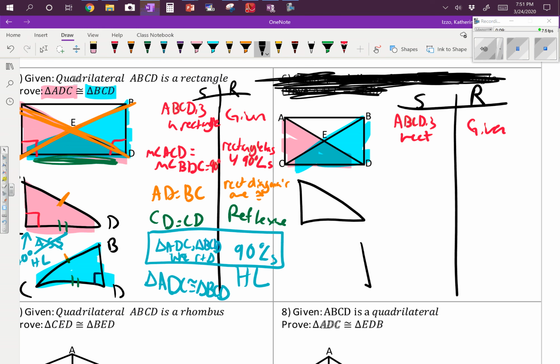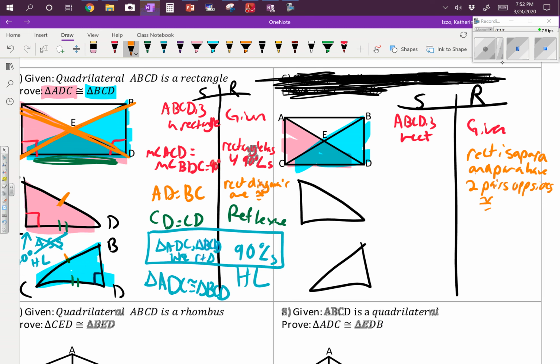we've got pink, we've got blue, okay? So the next thing that I want to do is I want to say a rectangle is a parallelogram, and parallelograms have 2 pairs of opposite sides congruent. That's going to get me this side and this side. AC equals BD.